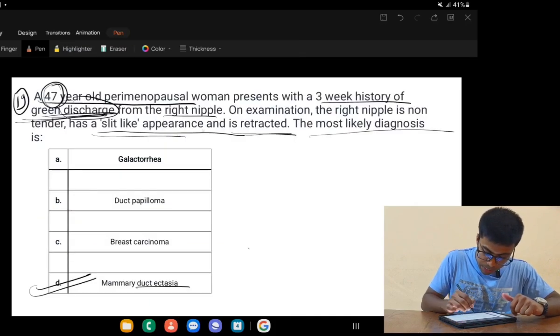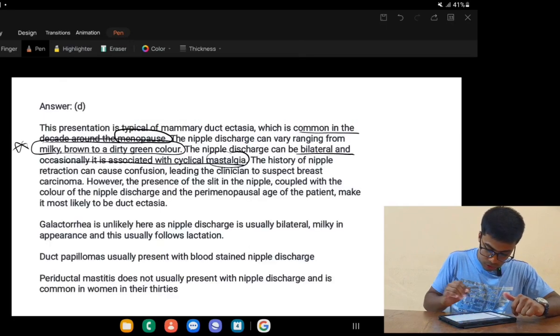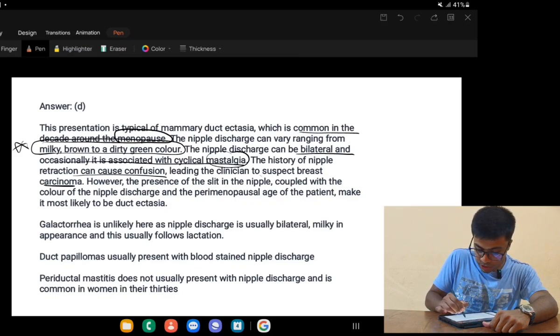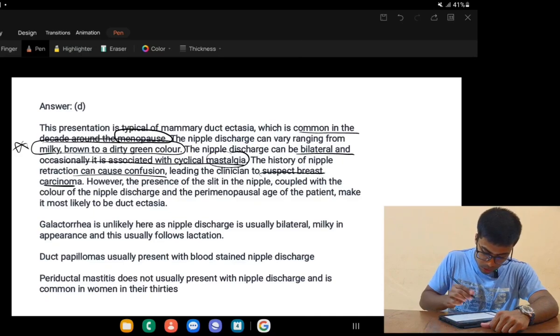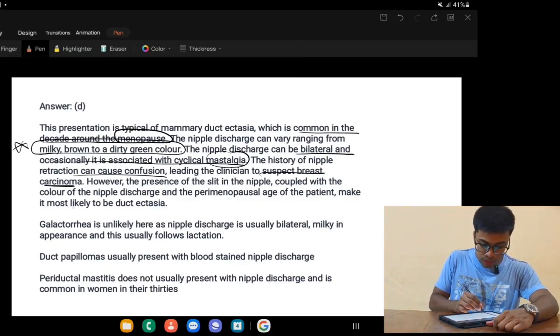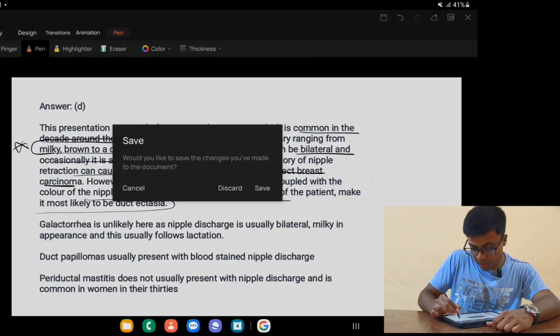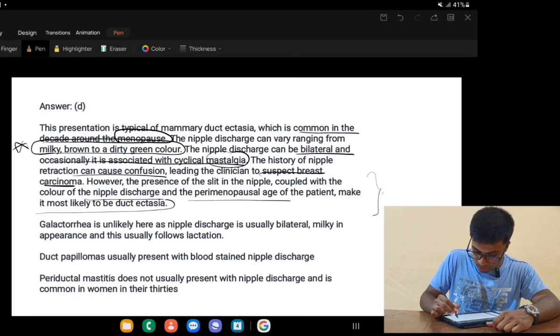Nipple discharge can be bilateral, and occasionally it is associated with cyclical mastalgia and pain. Has pain been given in this? Non-tender is given, but we can see mastalgia also. The history of nipple retraction can cause confusion, leading the clinician to suspect breast carcinoma. Retraction is seen in carcinoma, so confusion can be there. However, the presence of a slit in the nipple, coupled with the color of the discharge and the perimenopausal age of the patient, makes duct ectasia most likely. Color can be a point here, but you can't rely on it only.